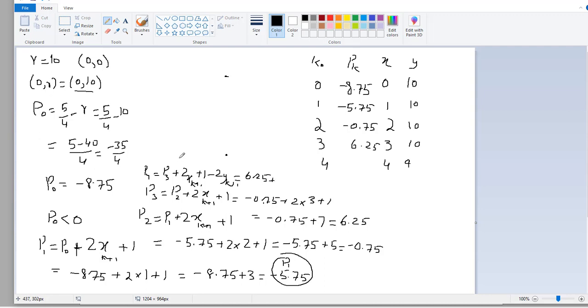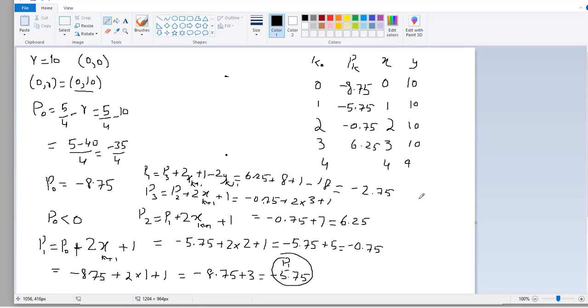plus 2 times xk plus 1. What is 2 times xk plus 1? This is 2 times 4, which is 8, plus 1, minus 2 times 9. 2 times 9 is 18. So we will find some value. This is 8 plus 1, 9, 9 plus 6.25, 15.25, minus 18. This is equal to minus 2.75.